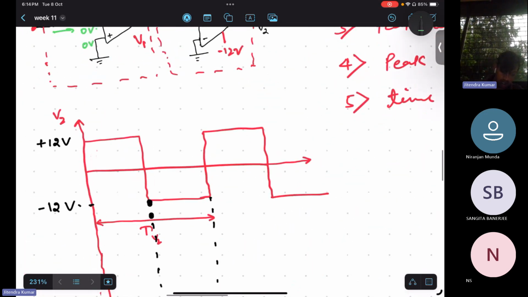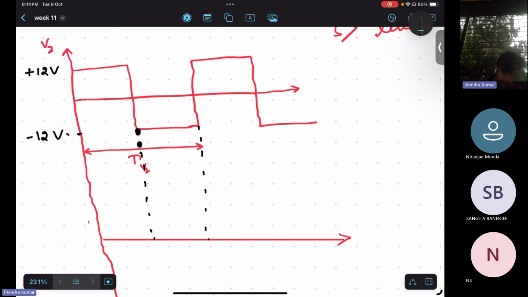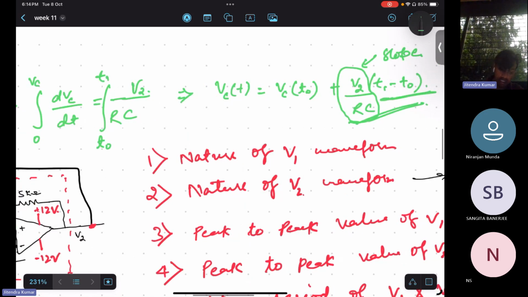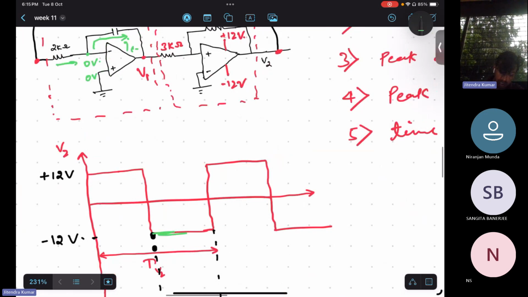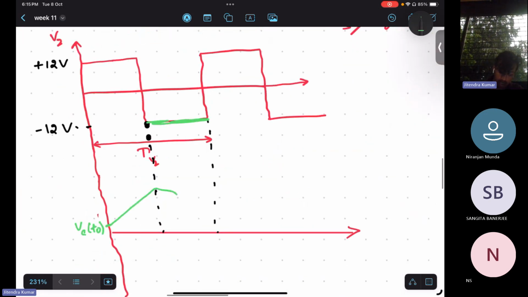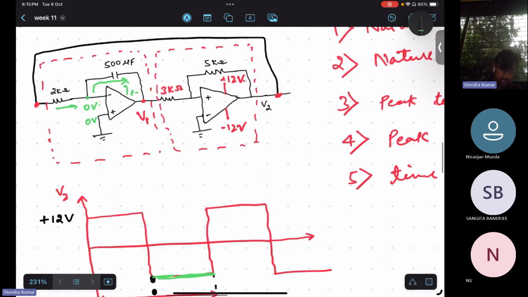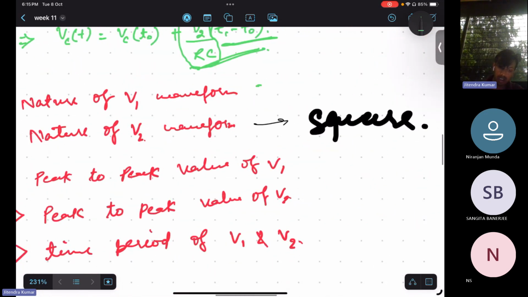In this case, our T0 is 0. Let's suppose this is Vc0, Vc at T0. It will keep increasing till this point, and once V2 becomes negative, the slope of V2 by RC starts falling down. So this is how it works, and this will be the nature of V1. Whatever was asked in part 1, the nature of the V1 waveform is triangular. So these two parts were easy, isn't it?